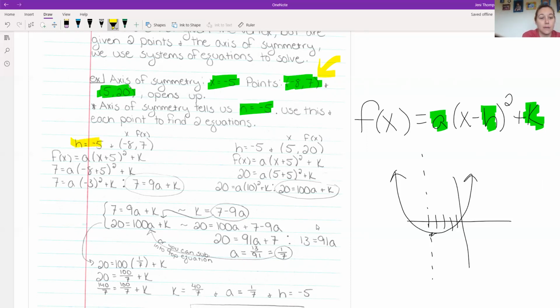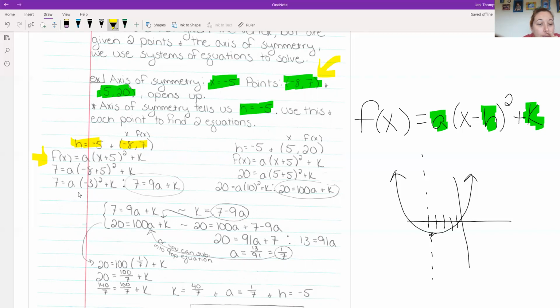Here's our h equals -5, and there's the first point we're going to use. All right, we're going to plug that into our equation. Our f of x is 7, so 7 equals a times (-8 + 5) squared, because our h is -5, right? We know it's x minus h, so minus a negative means plus a positive. So plus 5 squared, and then plus k, because that's what we're looking for.